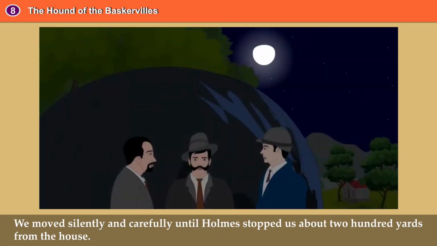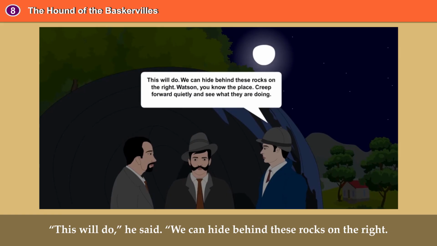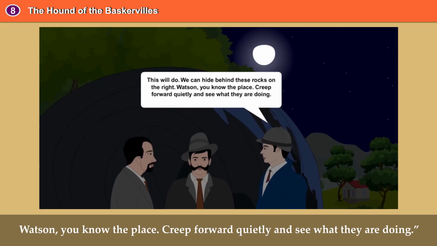We moved silently and carefully until Holmes stopped us about 200 yards from the house. "This will do," he said. "We can hide behind these rocks on the right. Watson, you know the place. Creep forward quietly and see what they are doing."